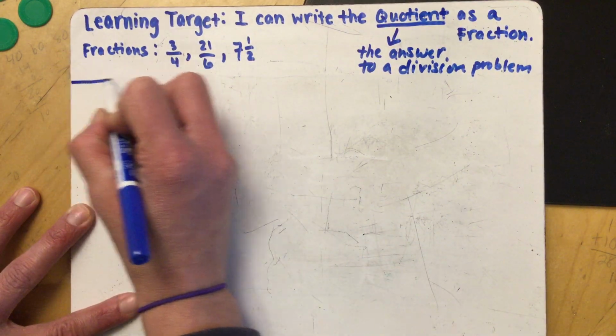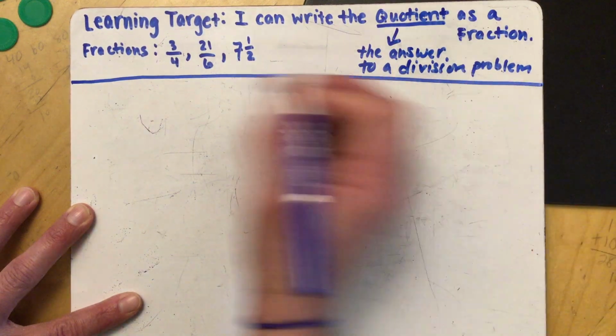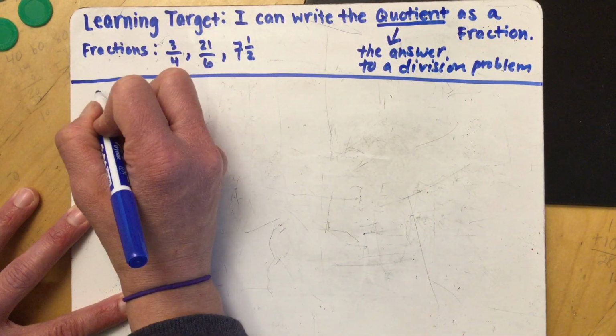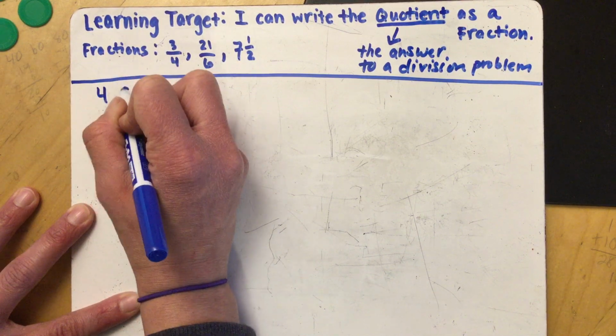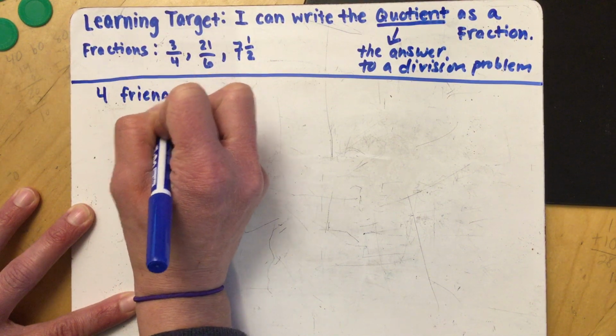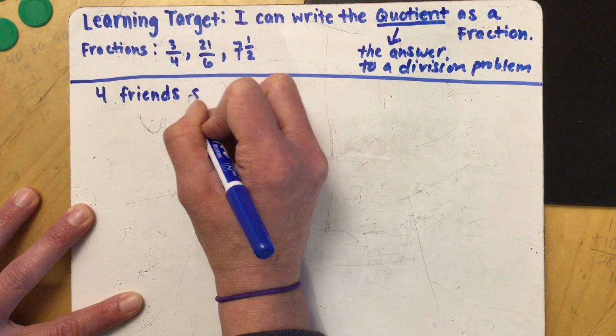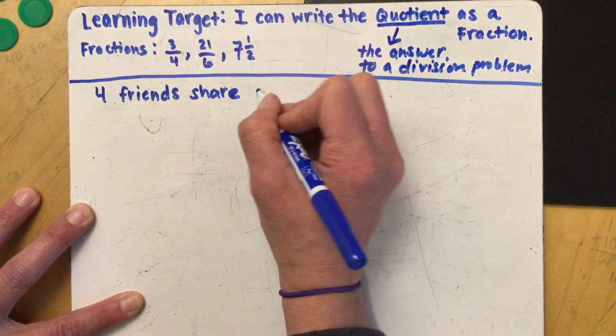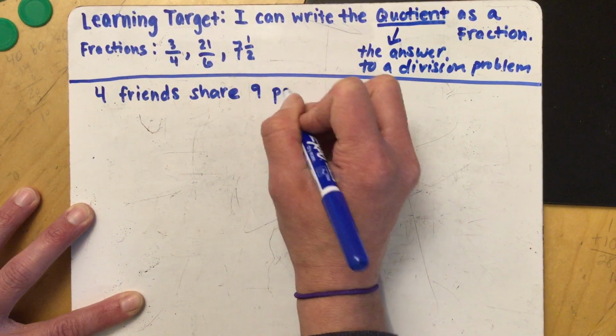So today I'm going to leave this stuff at the top. We're going to look at this problem. I don't know about you, but I really like pizza. So we're going to have 4 friends, preferably veggie pizza. So you decide what pizza this is. 4 friends are going to share 9 pizzas.